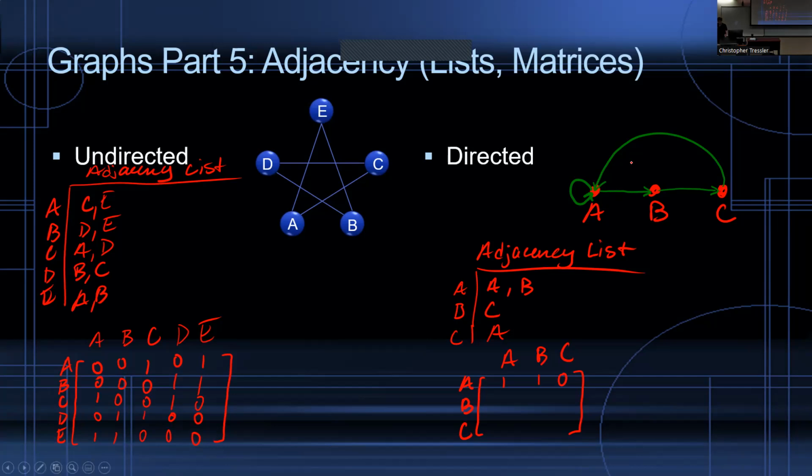Now we have B. The only thing that B is pointing to is C. So we're just going to do 0, 0, 1. And then for C, the only thing it's pointing to is A. So it's going to be 1, 0, 0. So hopefully that makes sense.